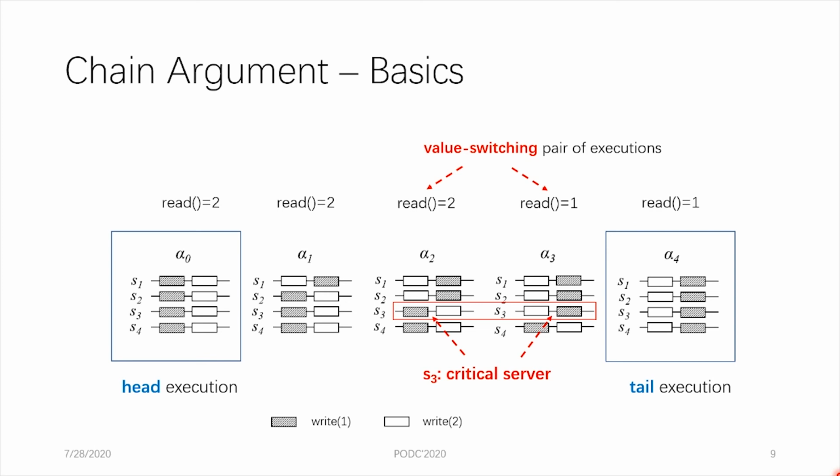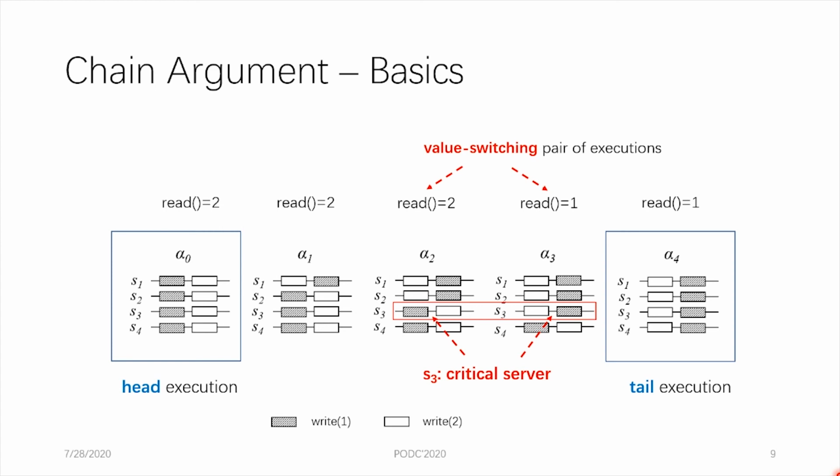Now, look at the tail execution alpha 4. In this execution, since all servers receive value 2 first and then value 1, all succeeding read operations will get value 1. Since in the head of the chain, read operations will get value 2, while in the tail of the chain, read operations will get value 1, there must exist some execution alpha i1 minus 1 and execution alpha i1, where read operations get value 2 in alpha i1 minus 1 and get value 1 in alpha i1. In our example, this pair of value switching executions are alpha 2 and alpha 3.